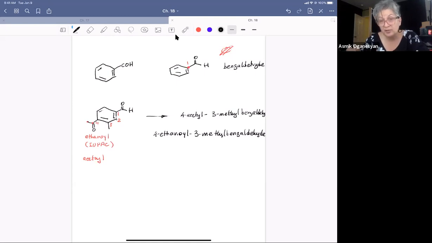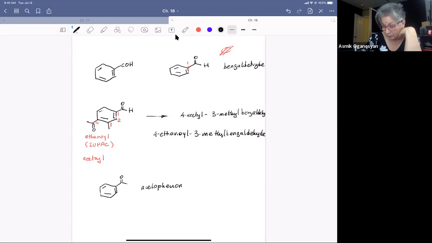As for ketones, we already know this ketone, acetophenone. So if you have any substituents on the compound, you're going to go off of acetophenone as the parent compound, put it as position number 1, and go around.